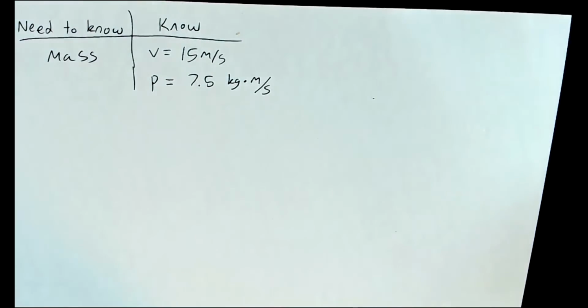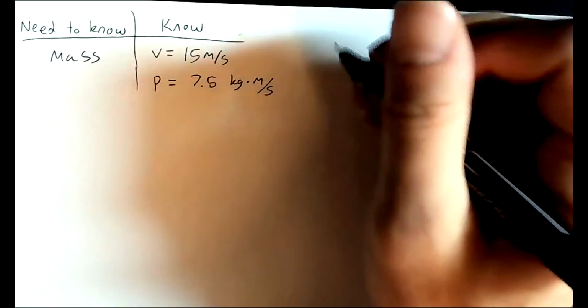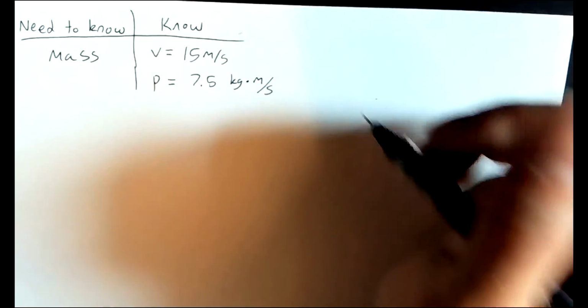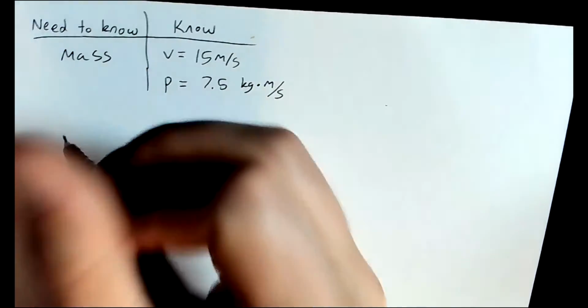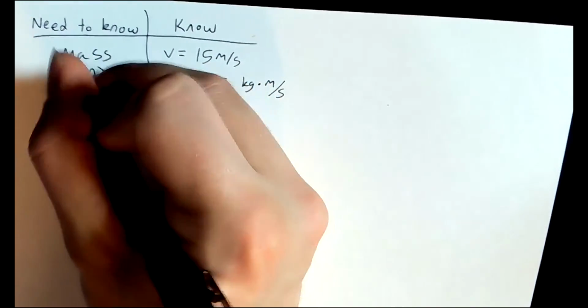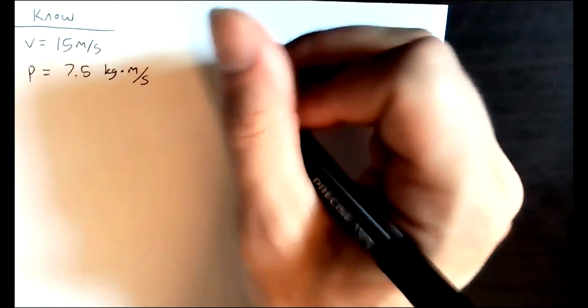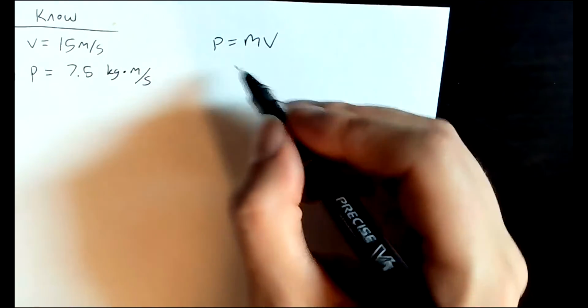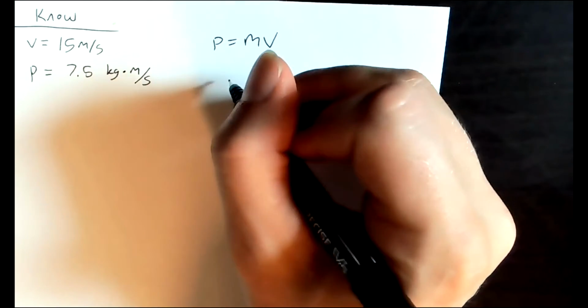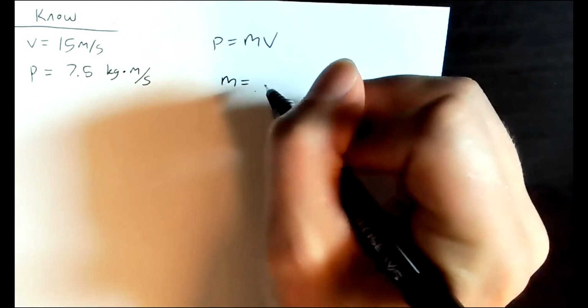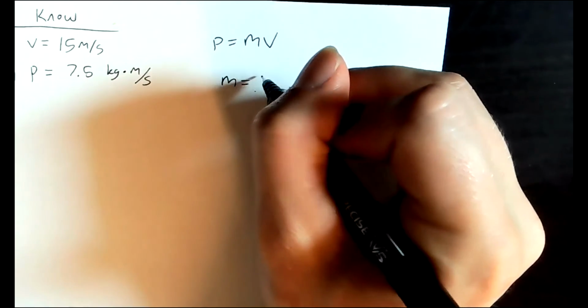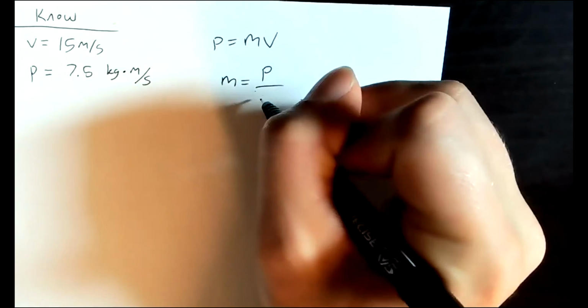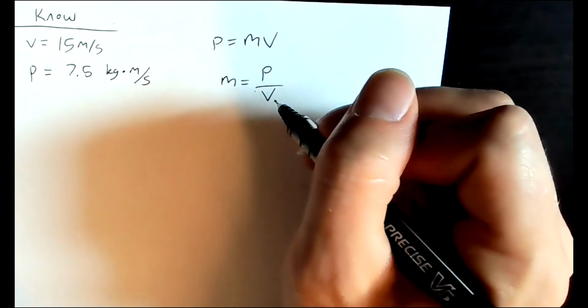All right, so this is reverse. We know P and V, and we need to find M. Right? So that takes us back to this equation. Momentum equals mass times velocity. If you get mass alone, you get momentum divided by velocity.